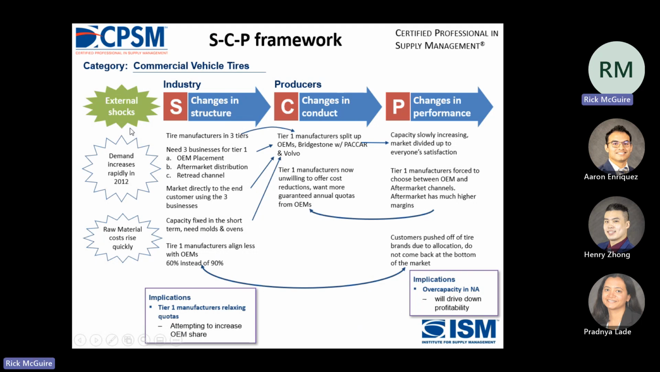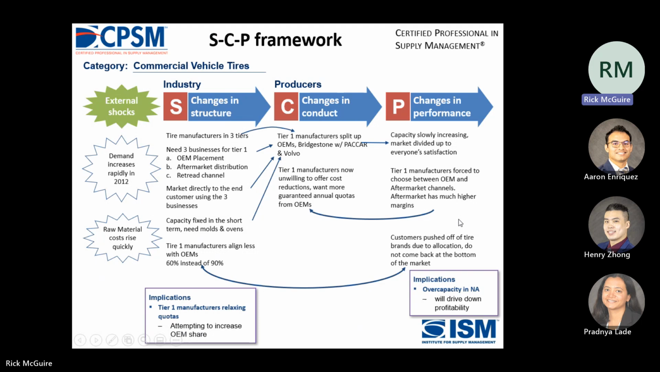And then over here, we've got external shocks. So these are things that happen to the industry, and how does the industry respond to them? Or how do you think the industry will respond to them? These are the implications. Down here are the predictions. This is all kind of a holistic way of looking at an industry, so you can get an idea of what the industry is doing.